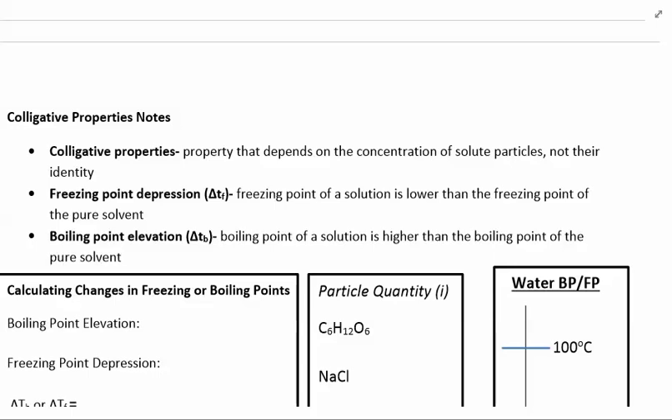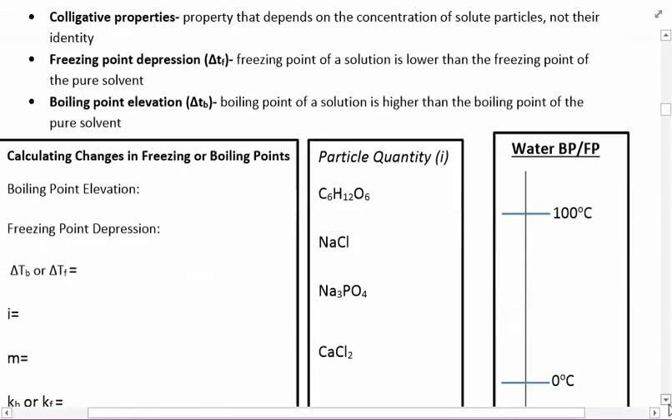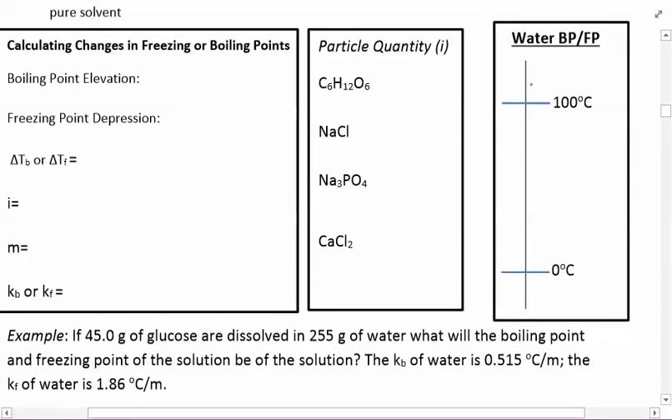There's a few things that we're going to look at in terms of this. If you look at this chart, the regular freezing point and boiling point of water is 0 degrees Celsius and 100. When you add solute particles, you're going to extend that. So instead of 0 degrees Celsius, maybe you have -5 degrees Celsius, and instead of 100, maybe you have 106 degrees Celsius. So it's extending the range.